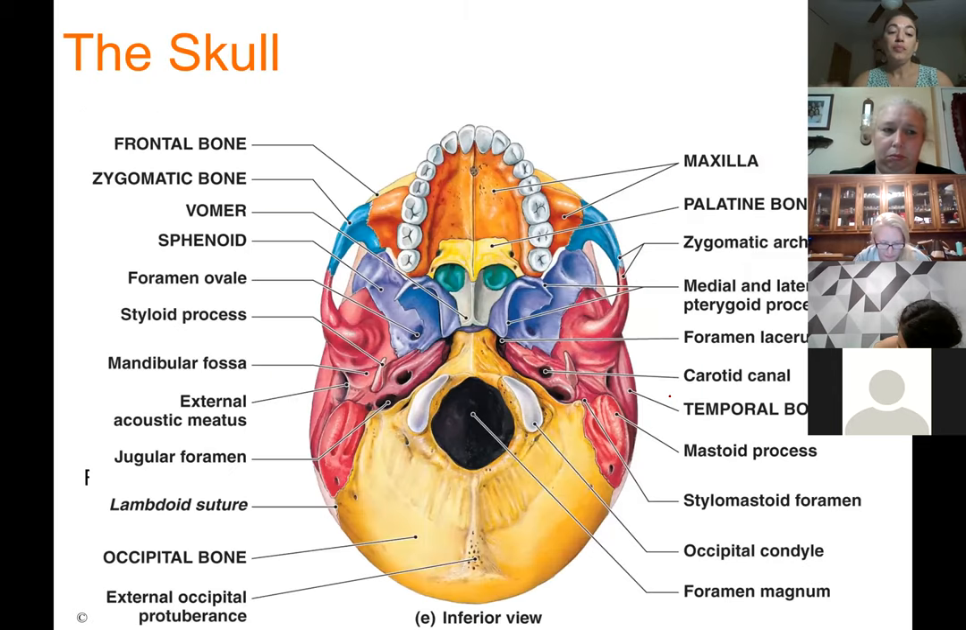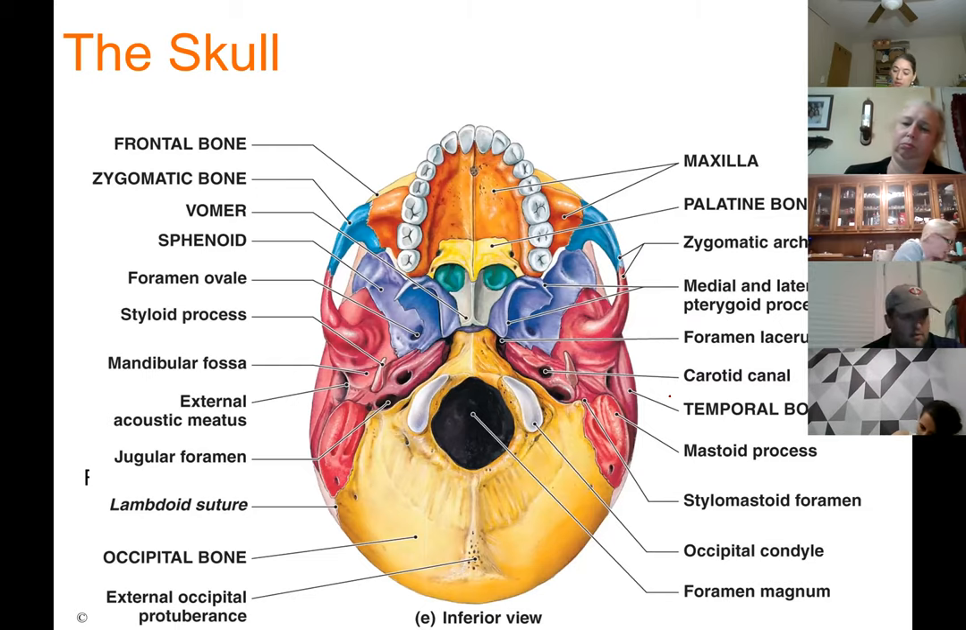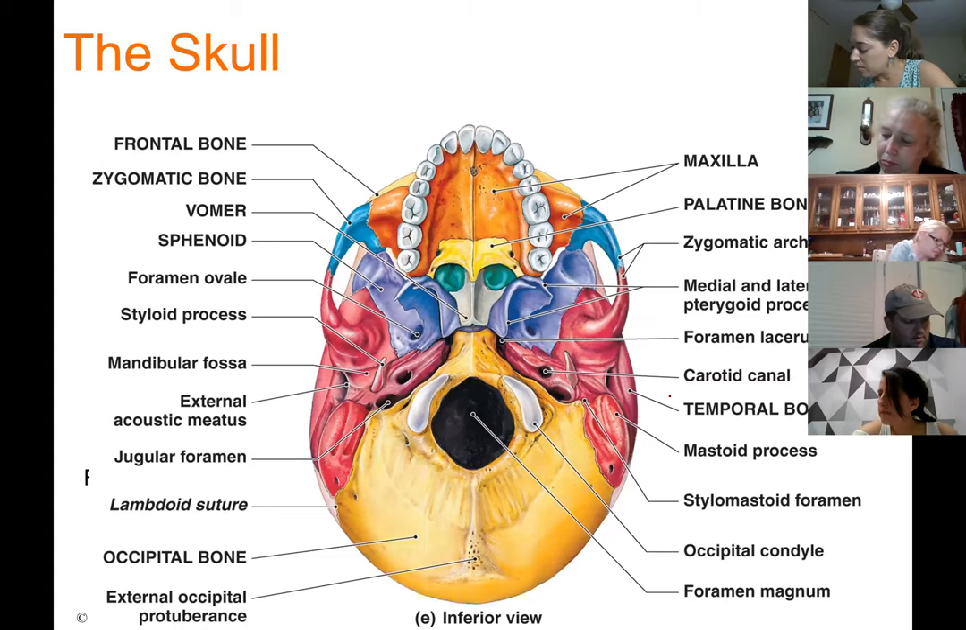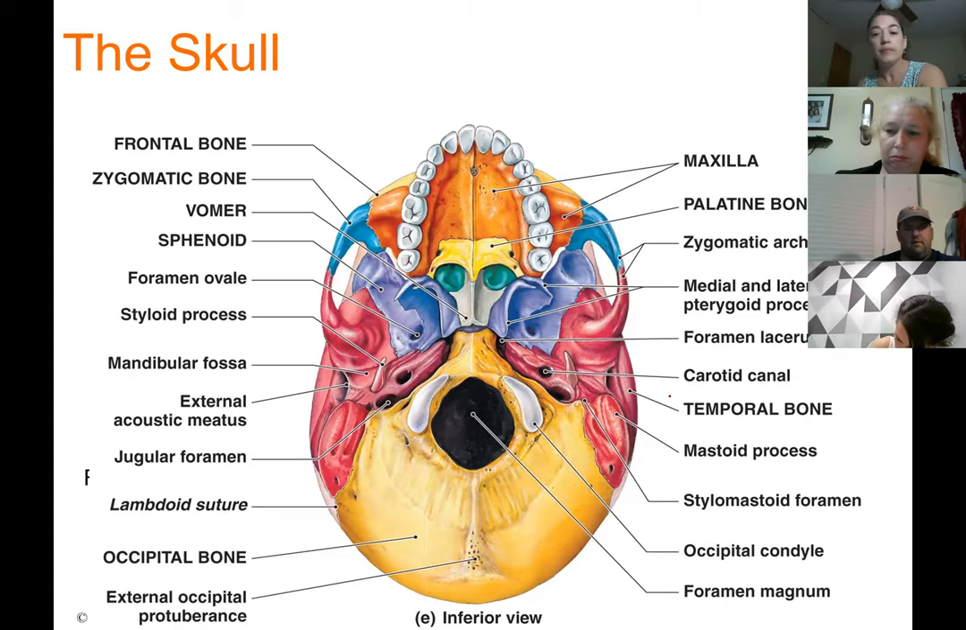Okay. Now we're looking at the skull from an inferior view. So that would be page 213 in your textbook. And I'm gonna just double check on what is expected to know on this. Who, what, page what? 213. Okay, thank you.